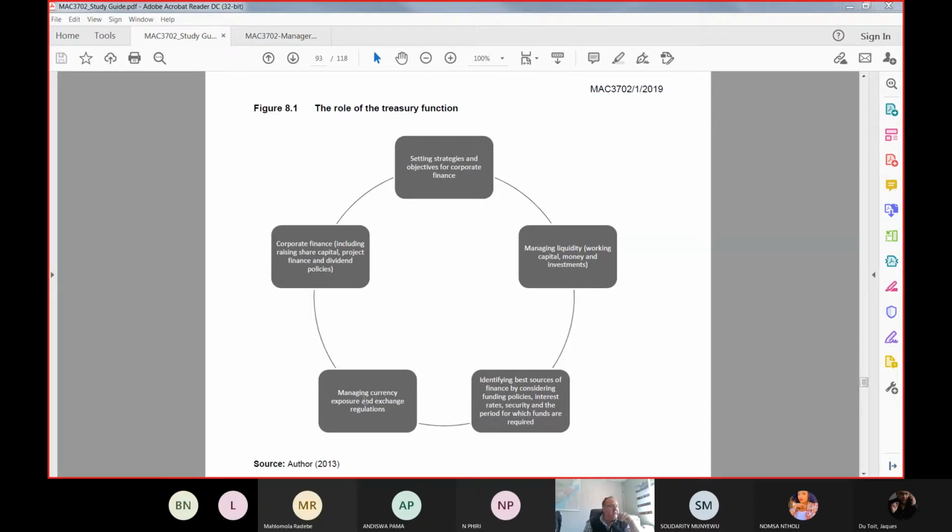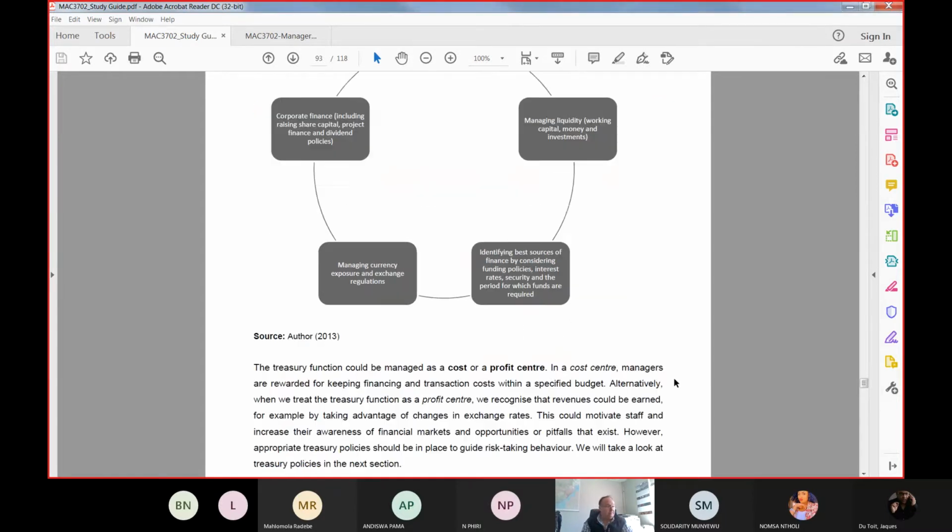Okay. Then you manage your currency if you are working in an import or export entity. Some of these functions are basically taken out if you're working with local currency only. And last one, corporate finance, including raising share capital, once again equity, and dividend payouts of the business. And basically you start over again. Okay.